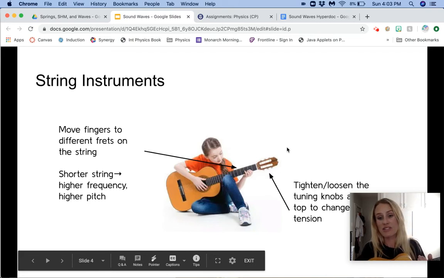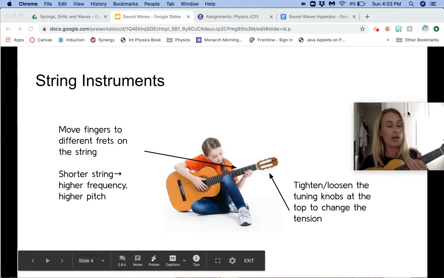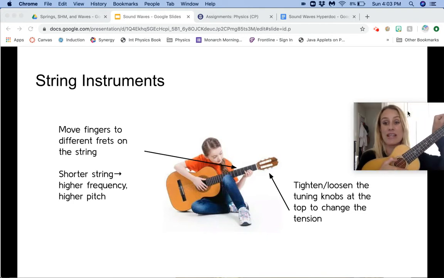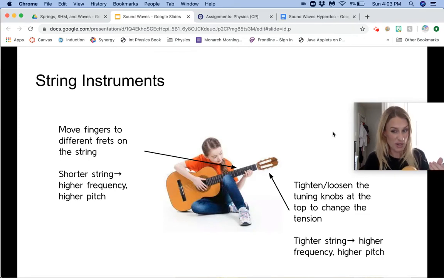Another way is to either tighten or loosen the tuning knobs at the top. So if I tighten or loosen this knob, there I'm tightening it, and you can hear that the pitch is getting higher, and then I'll loosen it, and the pitch is getting lower, okay? So the higher the tension, the tighter the string, the higher the frequency, the higher the pitch.